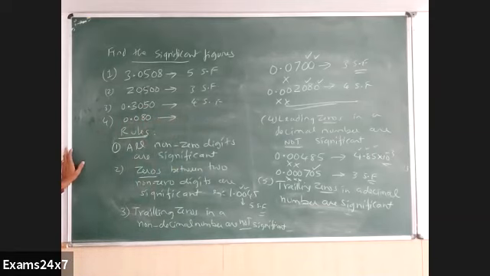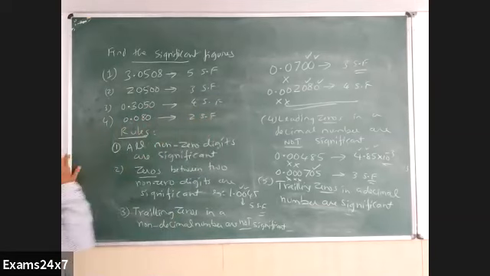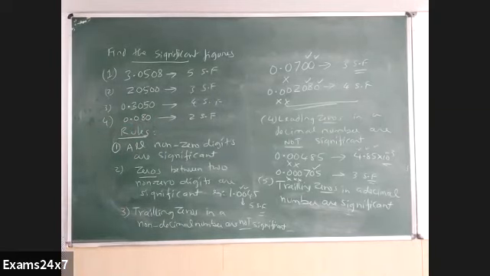0.080 has 2 significant figures. First one is not having any significance, but next one has in this case. Okay. These rules you have written. You'll get one printed copy also later for this.